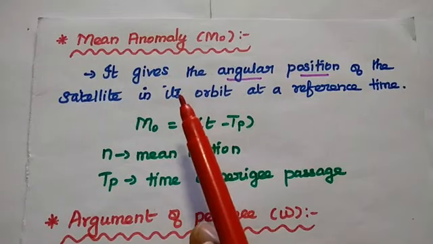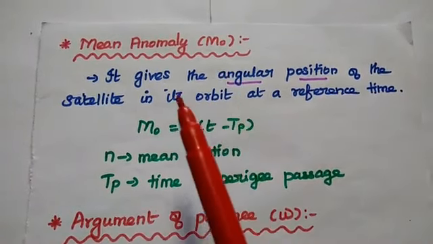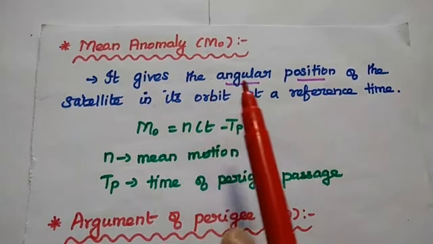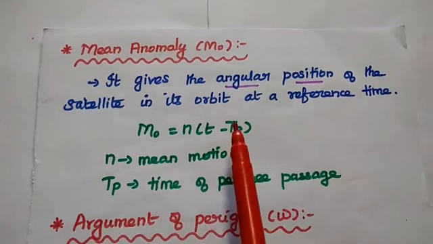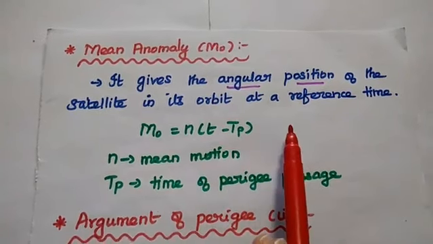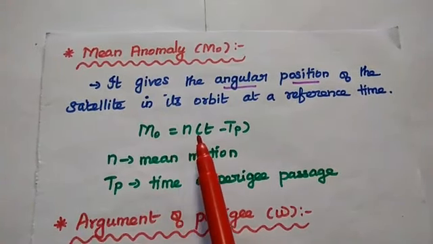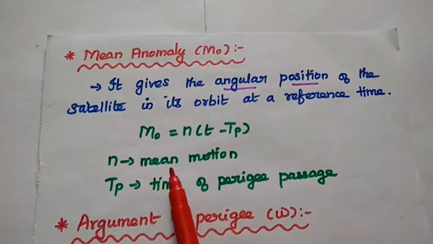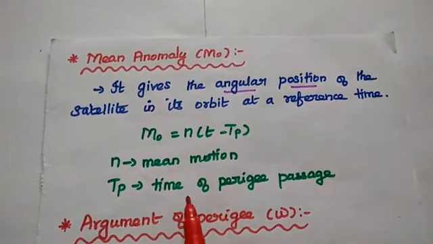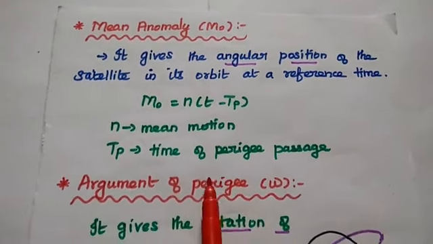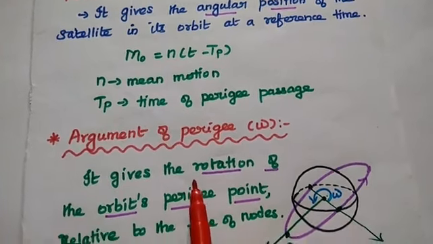Okay. Next one is mean anomaly. It is represented as capital M. It is mainly used to represent the angular position of the satellite in its orbit with reference to the perigee point at a reference time. It can be calculated using the formula M = n(t − tp). Here t is the reference time, n is the mean motion, tp is the time of perigee passage. Okay. So mean anomaly is used to represent the angular position of the satellite.